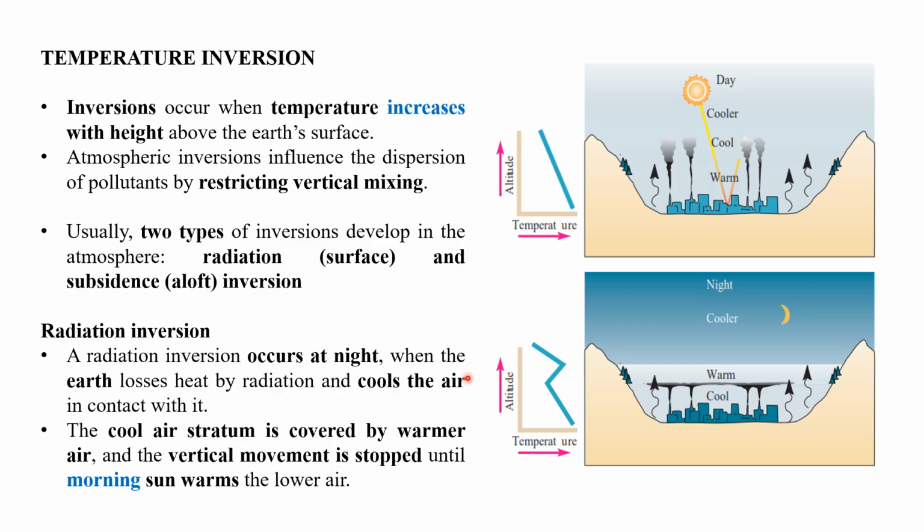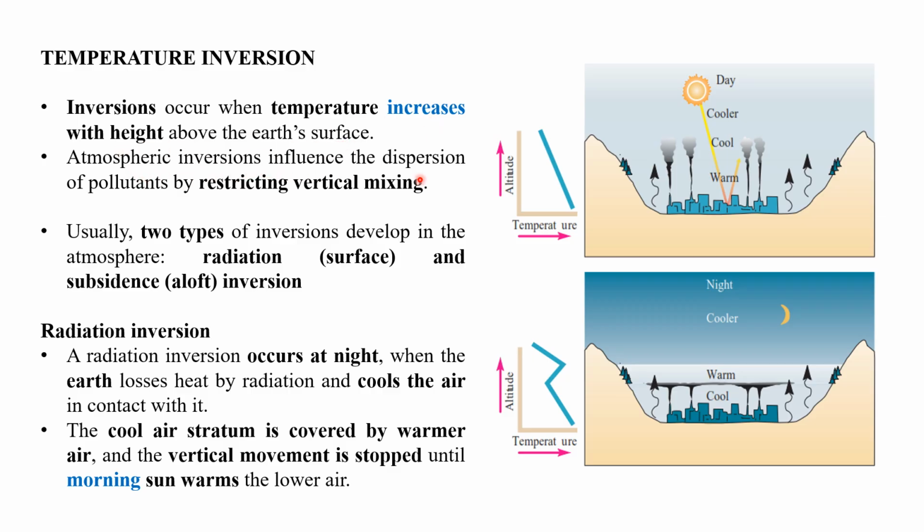Here I would like to tell you that we have already studied the segments of the atmosphere, right? Atmospheric stability, lapse rate, temperature inversions, all are related to each other. So temperature inversion, as we know, in case of the troposphere, the temperature goes on decreasing with altitude. But temperature inversion is just opposite. That means inversion occurs when the temperature increases with height above the Earth's surface.